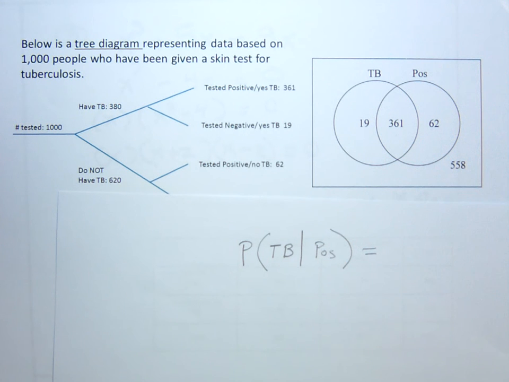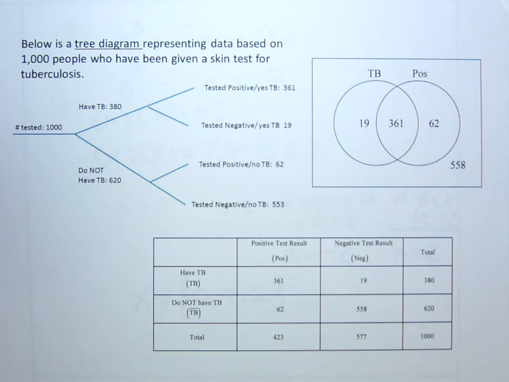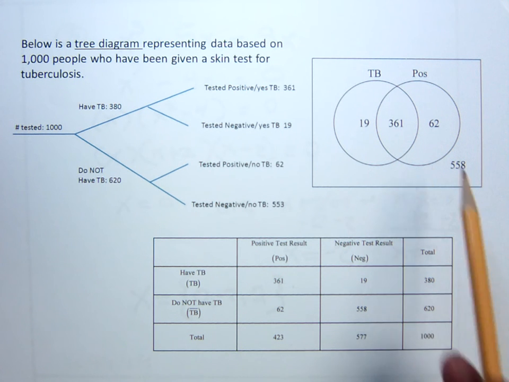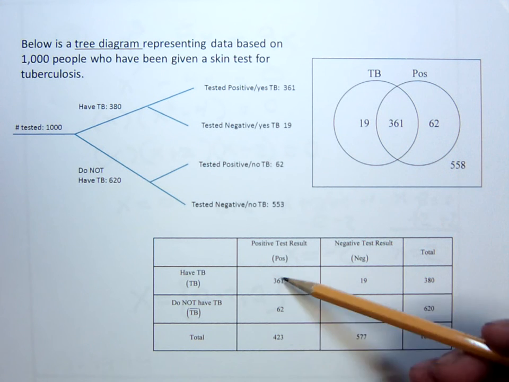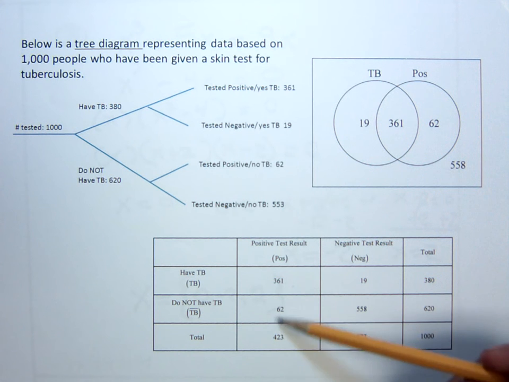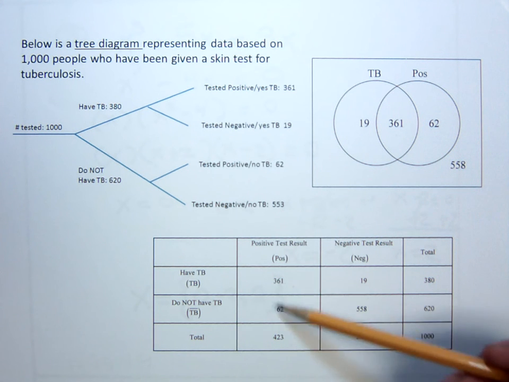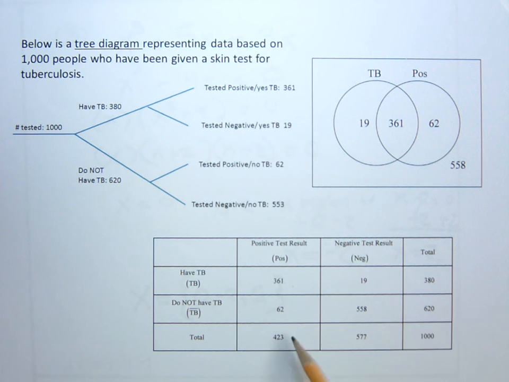And we could tell that from two things here, from our table or from the Venn diagram. So if we look at the people who have tested positive, it's just these 423 people. Everybody in this row has tested positive. So our sample space will be 423 people.